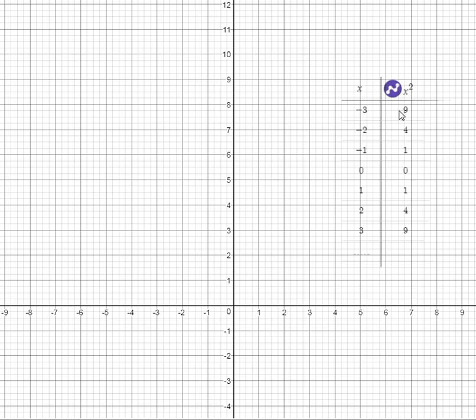And in order to figure out the y values, we plug them into the equation. So the equation here is y equals x squared. Negative 3 squared is 9. Negative 2 squared is 4, and so on. So now we have a series of points that we can plot. And if we plot those points, we get something that looks like this. A parabola with a vertex at the origin here.